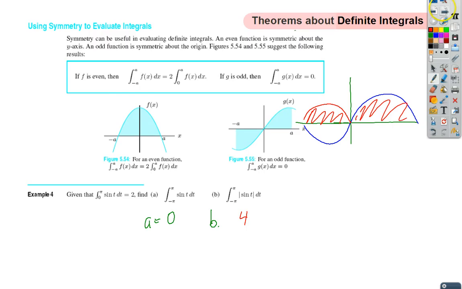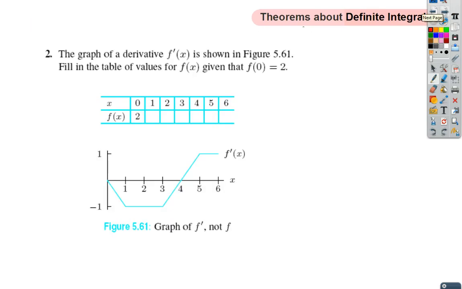Hopefully you're picking this up as we go along. Now this one's an interesting problem because it tells me the graph of the derivative, f prime, is shown in the figure below. Fill in the table of values for f, given that f of 0 is equal to 2. We talked about how multiplying a rate times time gets me my distance traveled. It's my displacement.